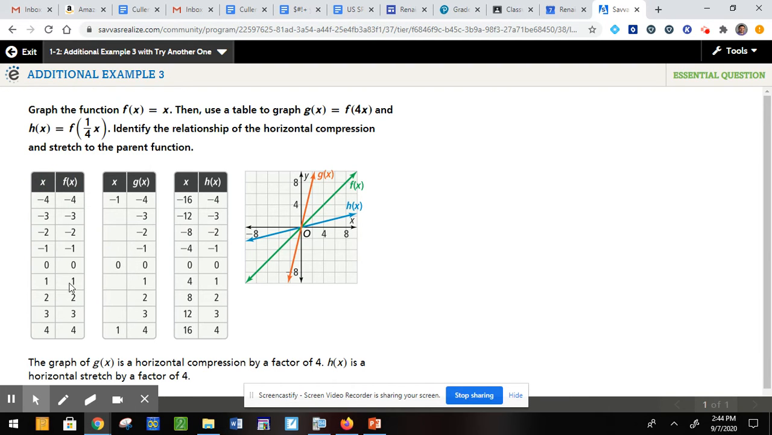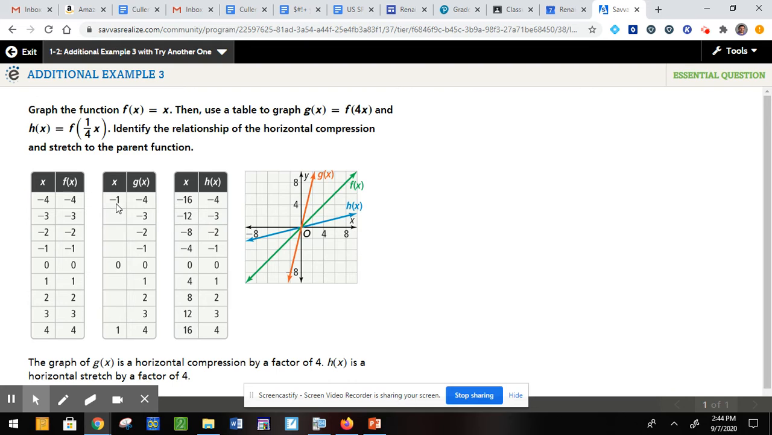The f function is the first table there, right? F of x equals x means whatever x is, f of x is going to equal it. So if it's -4, it's -4. It mirrors it, right? For g of x, where it's f of 4x, that means you're multiplying the x value by 4, and then you're getting it to be the g function.